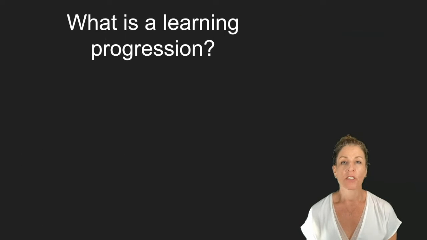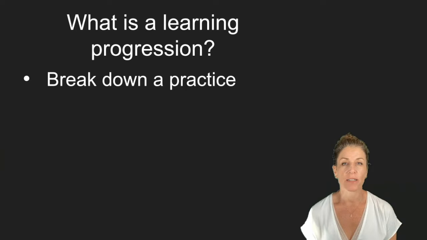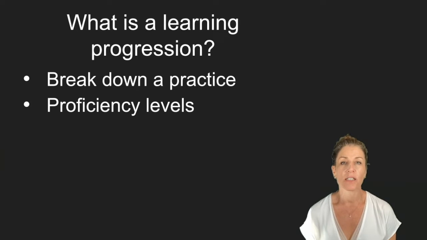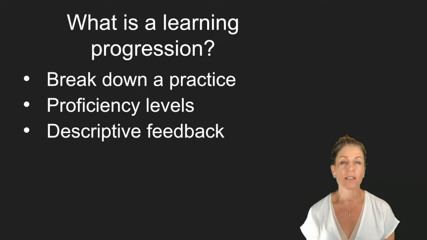A learning progression is created when a teacher breaks down a practice into developmentally sequenced levels of proficiency. Instead of deducting points for what students cannot do correctly, students are assessed on what they do, know, and can do. The teacher gives feedback based on a specific language presented in a rubric.